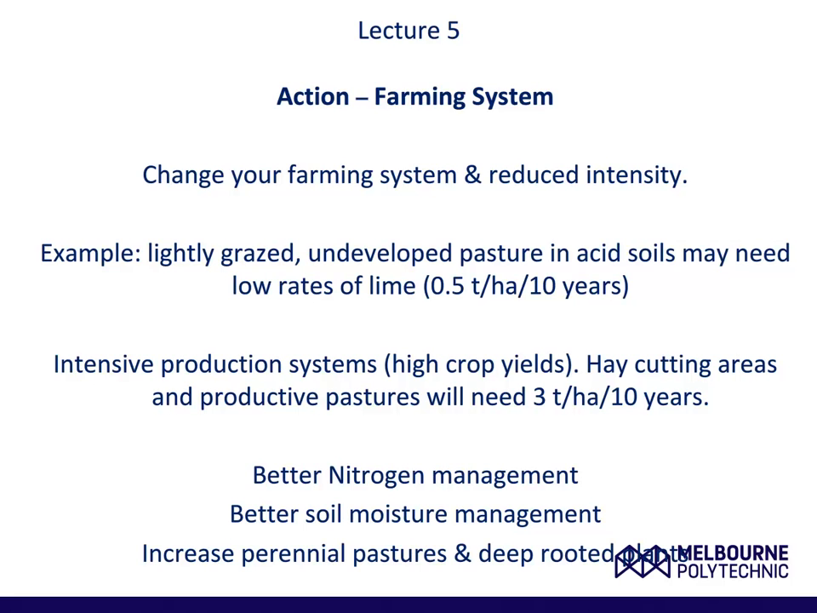Intensive production systems of high crop yields, such as hay cutting areas and productive pastures, need about 3 tons per hectare every 10 years. You should also consider better nitrogen management, better soil moisture management, and an increase where possible of perennial pastures and deep-rooted plants if you have acidic problems.